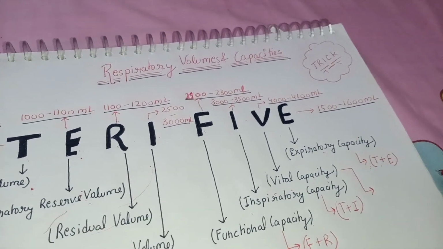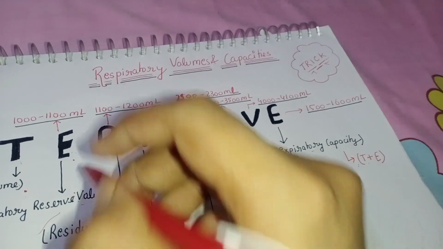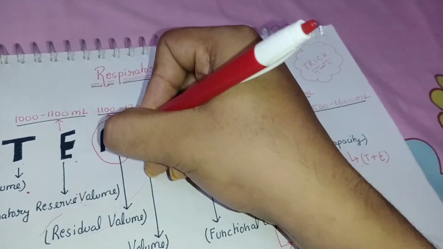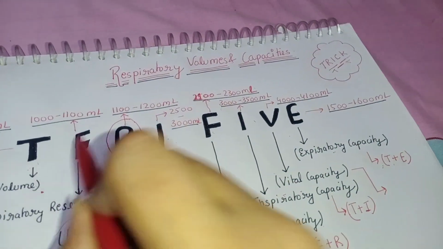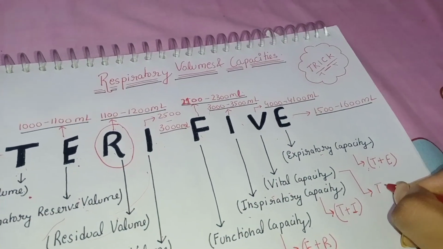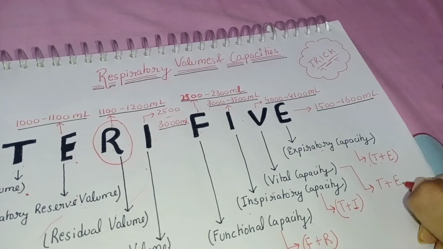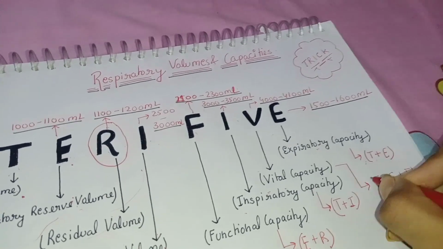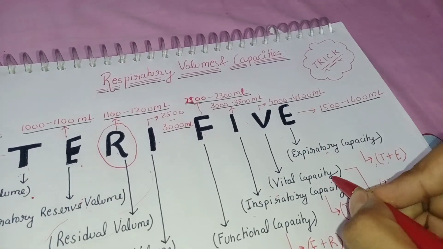Now we will go to the vital capacity. In the case of vital capacity, you will combine all the things except R. You will combine T, you will combine E, you will combine I instead of R. So in this, you will simply combine T plus E plus I to get the vital capacity.